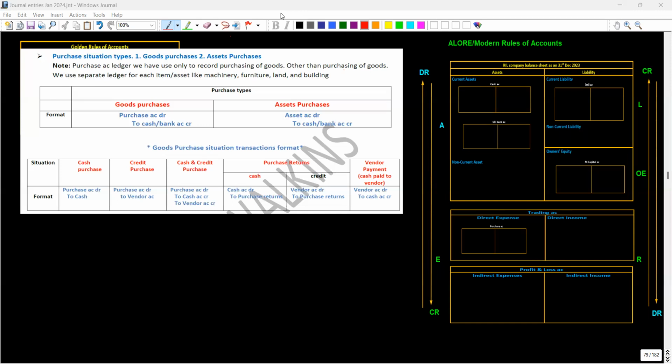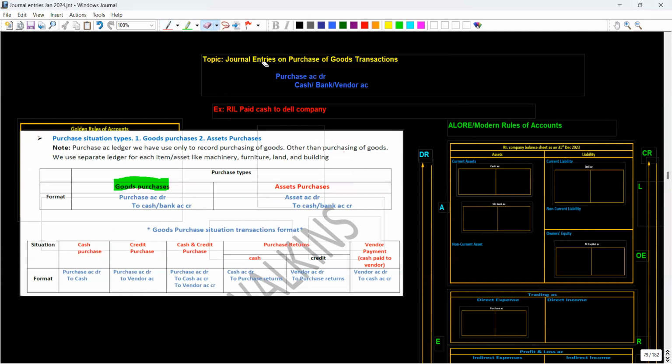Yes, sir. First I told about owner transactions, transactions related to owners. Next, banking, and next one is assets. And today I'm going to focus on the transactions related to the purchase of goods. I'll tell you the complete concept of goods purchases: journal entries on purchase of goods related transactions.